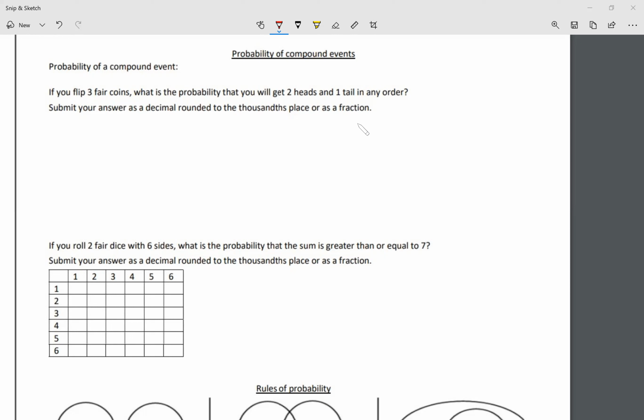Okay, so I had 3 coins, right? On my first coin, how many choices do I get? Well, 2 choices, because I get heads or tails. On my second coin, I get heads or tails, and on my third coin, I get heads or tails. When I multiply this out, I get 8. So that means I'm going to get 8 possible outcomes.